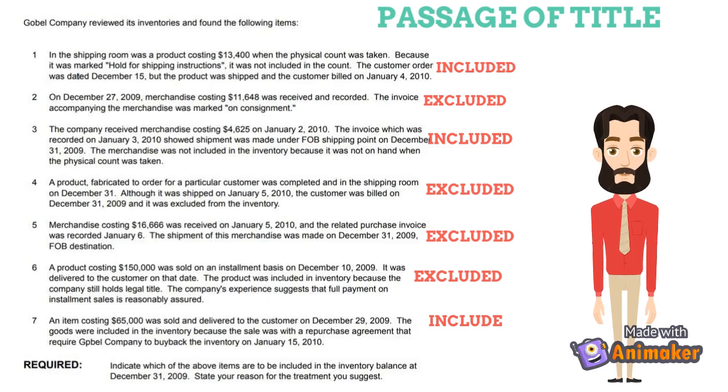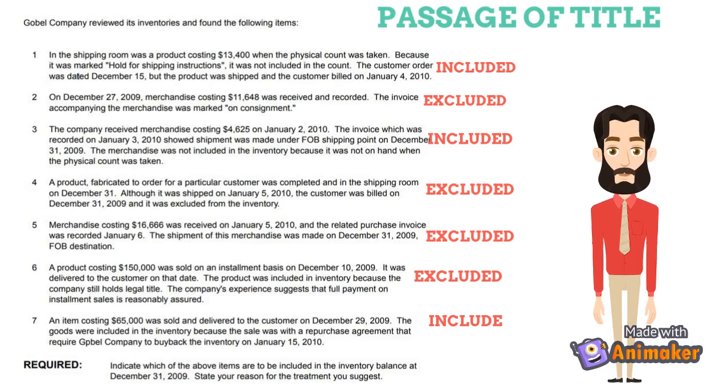4. A product fabricated to order for a particular customer was completed and in the shipping room on December 31st. Although it was shipped on January 5, 2010, the customer was billed on December 31, 2009 and it was excluded from the inventory. Number 4 is excluded. A product that is manufactured for a particular customer, a special order, is considered sold upon its completion.